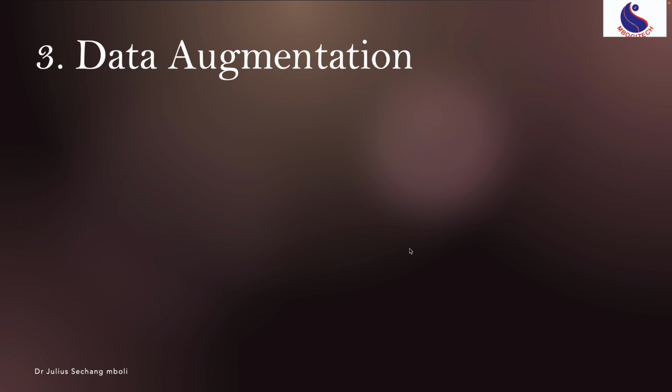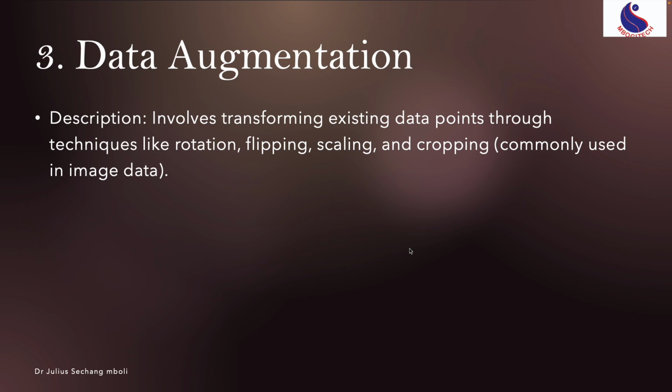Now the third method I want to talk about here is data augmentation. This is very key again. Now this involves transforming existing data points through techniques like rotation, flipping, scaling, and even cropping. And it is commonly used in image data, as you can imagine.